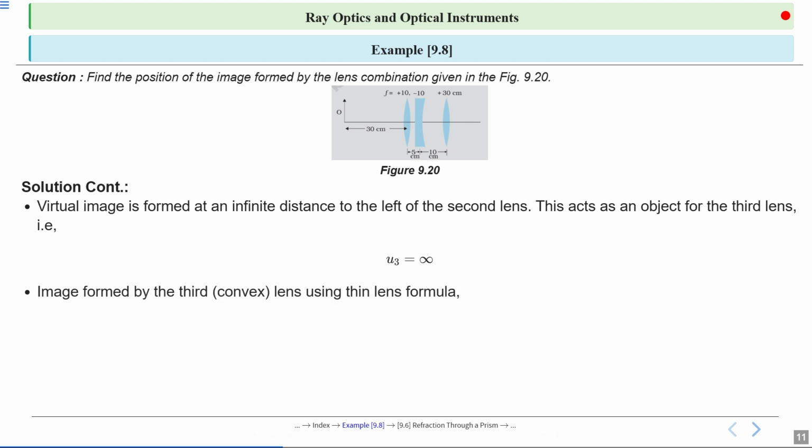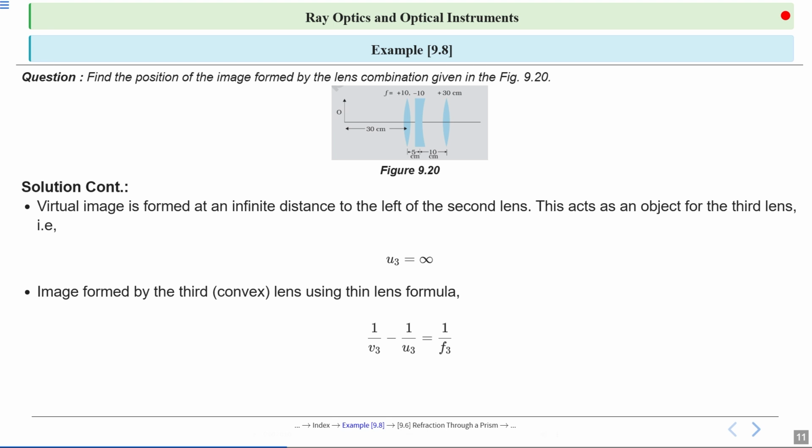Now we'll use the thin lens formula to find the image formed by the third lens. This formula is essential for calculating the image position and is given by 1 upon V3 minus 1 upon u3 equals 1 upon f3. Each variable represents a specific aspect of the lens system. V3 is the image distance, U3 is the object distance, and F3 is the focal length. So let's focus on the application of the thin lens formula. Since U3 is infinite, the formula simplifies, making it easier to solve for V3.